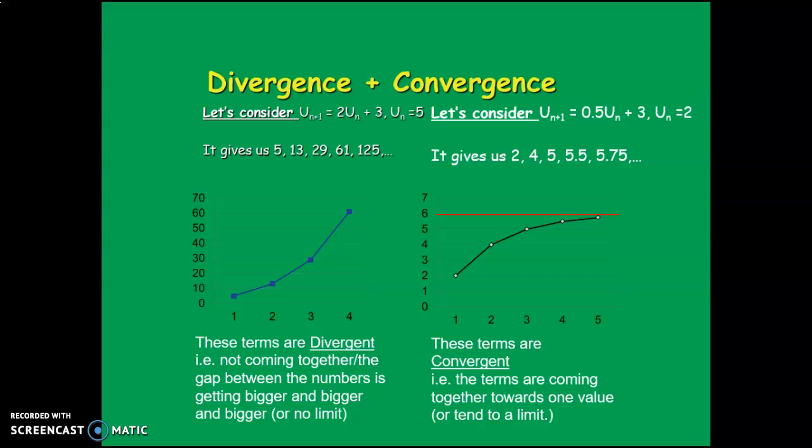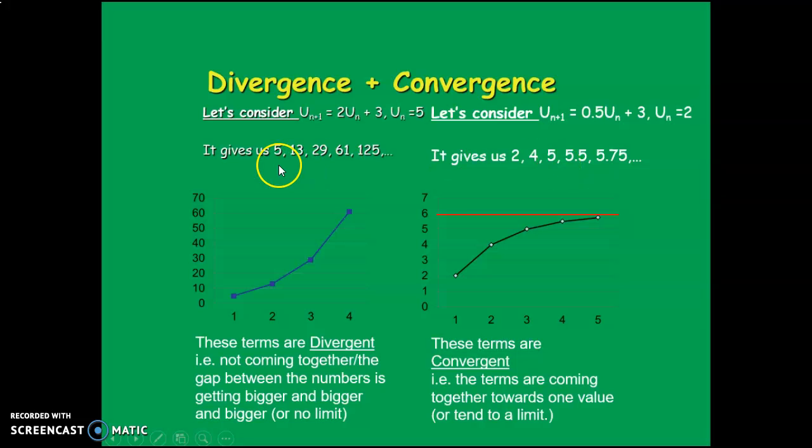So here are two recurrence relations. Our first one being u(n+1) = 2u(n) + 3, and our initial value is 5. And then our second recurrence relation, u(n+1) = 0.5u(n) + 3. Again, that should be initial value 2. So they give us these two sequences separately.